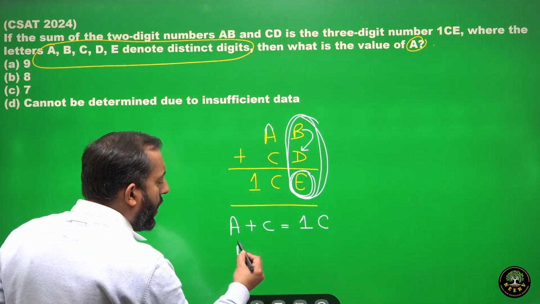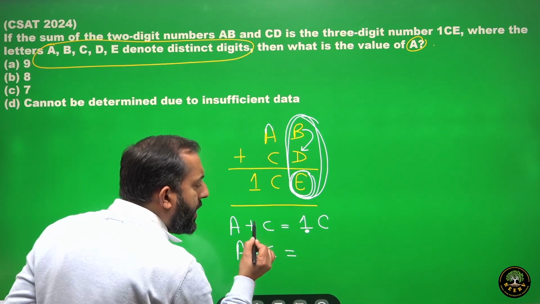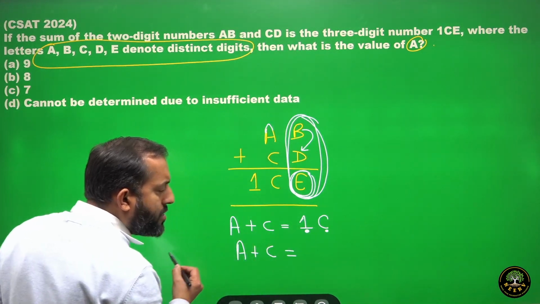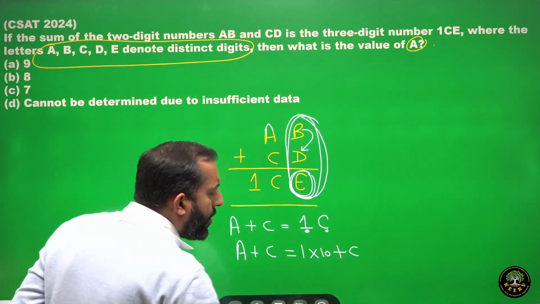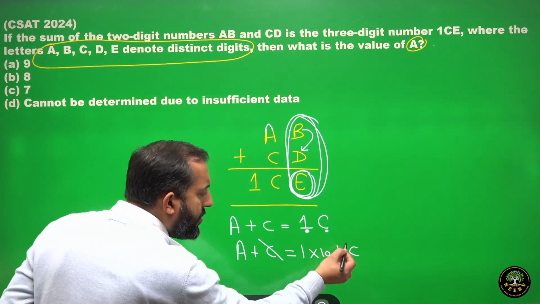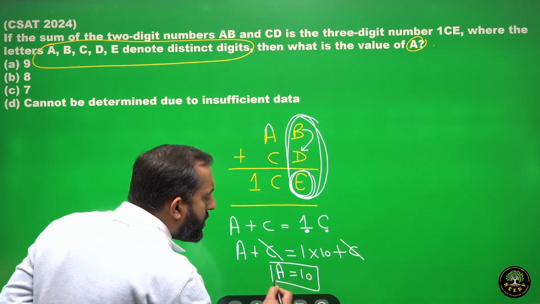Okay. Now, A plus C equals 1C, meaning 1 is the tens digit and C is the units digit. It can be written like 1 into 10 plus C. Now, if I solve it further, C gets cancelled out, and A comes out to be equal to 10. Now, this is not feasible.